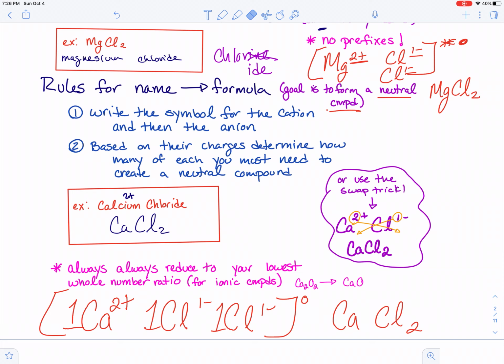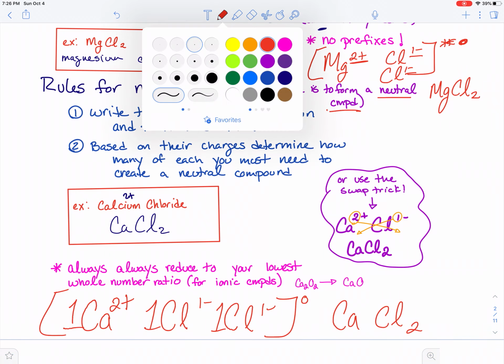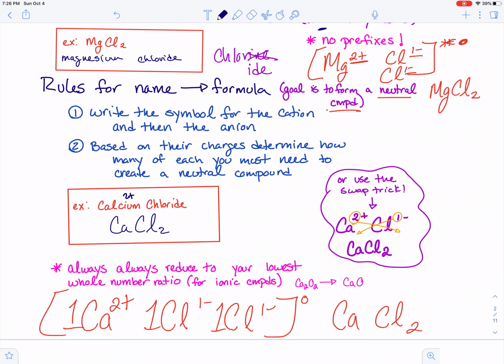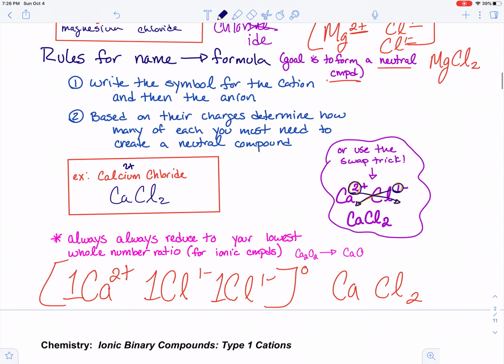Now there is a trick that people do use for this, and they call it the swap trick, or I call it the swap trick at least. So if I know that calcium has a 2+ charge and chloride has a 1- charge, what I can do is take just the number portion and swap it into the subscript. And that will tell me how many of each I would need. Now, if you do the swap trick, you will have to reduce to the lowest whole number ratio.